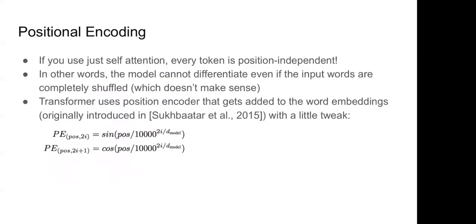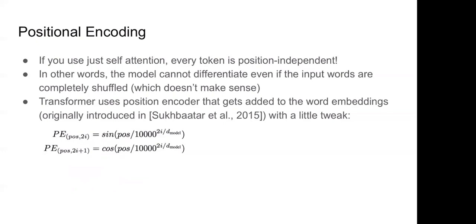And lastly, positional encoding. Now we are trying to remove the RNNs. In your assignment, I will probably ask you to use an RNN just because it's easier to train. But in the transformer, they were trying to get away from the RNNs. And that means that if you use just self-attention, every token is position independent, which means the model cannot differentiate even if the input words are completely shuffled, which doesn't make sense, right? If input words are shuffled, then it's not okay, because people can understand it.